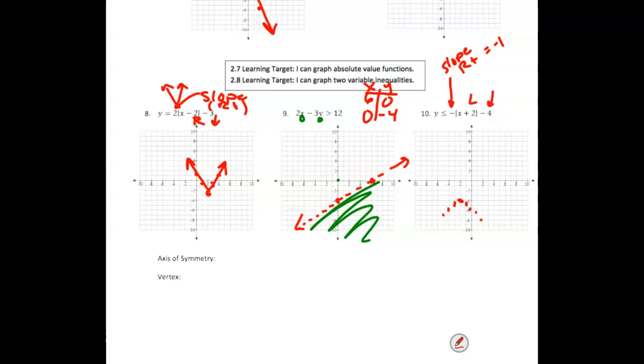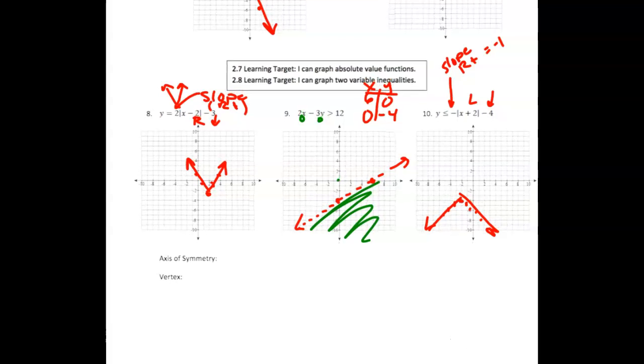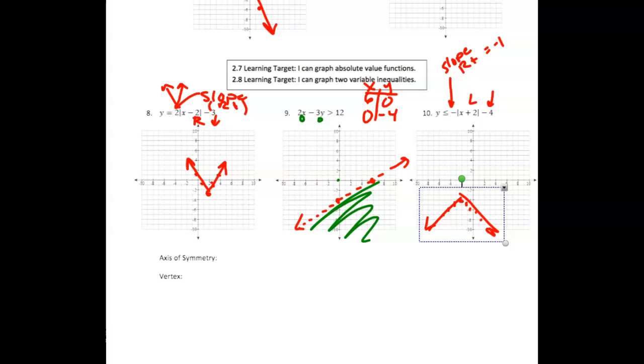Solid or dotted for this? Solid. And then because it's an inequality, we have to do some shading. Are we shading above that V or below the V? We want y to be less than, so below it, which in this case would be all the stuff underneath.